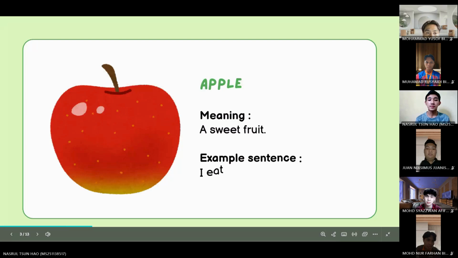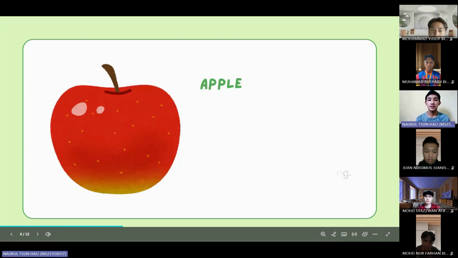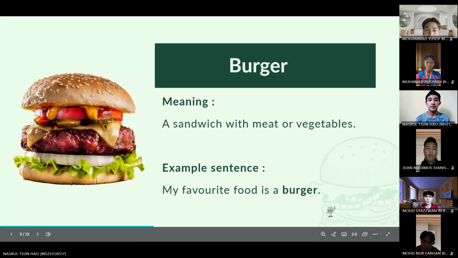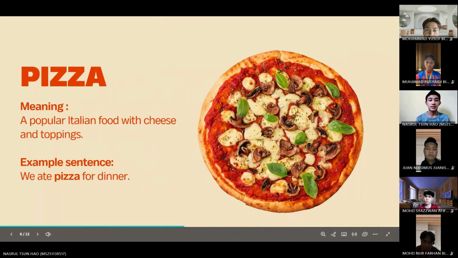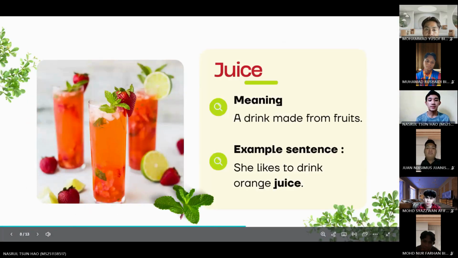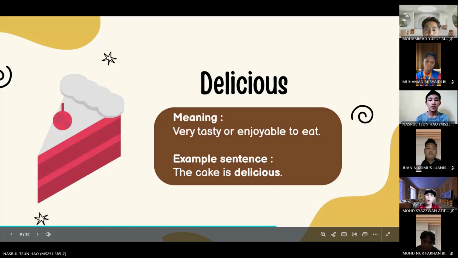Apple, banana, burger, pizza, milk, juice, delicious. For example, this word is delicious.